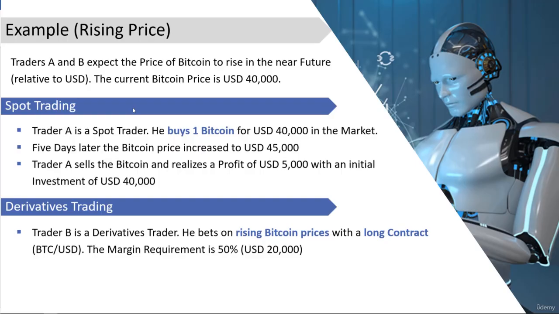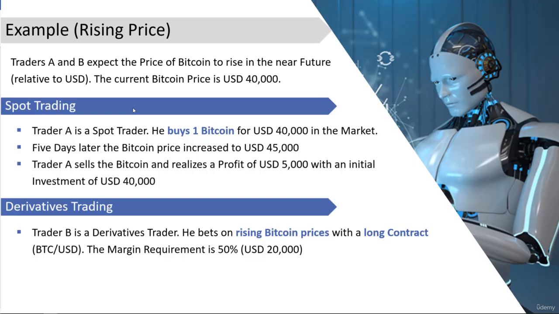Now let's assume that the margin requirement is 50%. In our case, this means 50% of 40,000 is 20,000, and the trader has to post a margin of 20,000 to the broker. If the price moves in the wrong direction, so in our case if the price falls, then the margin of 20,000 serves as a collateral for the broker. So the broker requires a collateral.